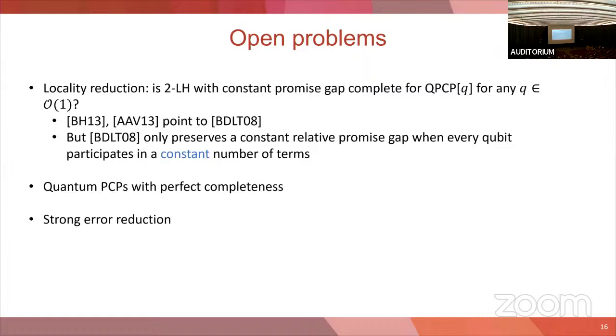Another open question is strong error reduction. So we know for QMA that you can have strong error reduction, so you don't need to increase the proof size to actually increase the promise gap. And we can actually show in this work that when you have near perfect completeness, you can use a gentle measurement lemma to get some form of strong error reduction. But it's still an open question whether general quantum PCPs are able to have strong error reduction, or whether you can show some no-go result that this is not possible.